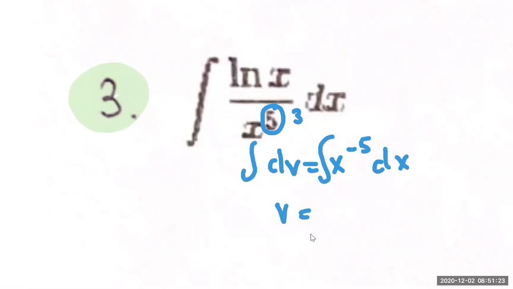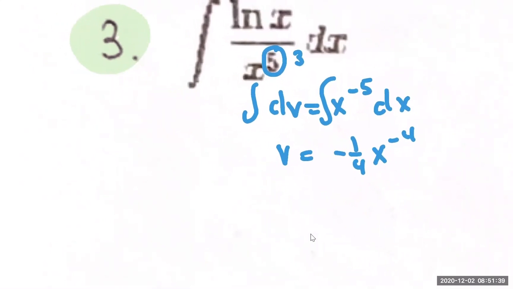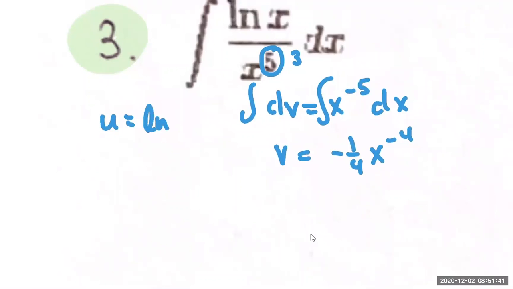Yes, for the dv part. So the dv part was x to the negative 5th. If you integrated that, you would have gotten v equals negative 1/4 x to the negative 4. Is that what you got? Yeah, so v du would have been times 1 over x. Sure, I can keep going. So u would have been ln of x, so du is equal to 1 over x dx.